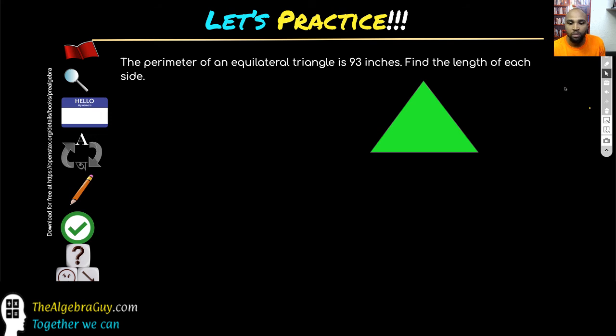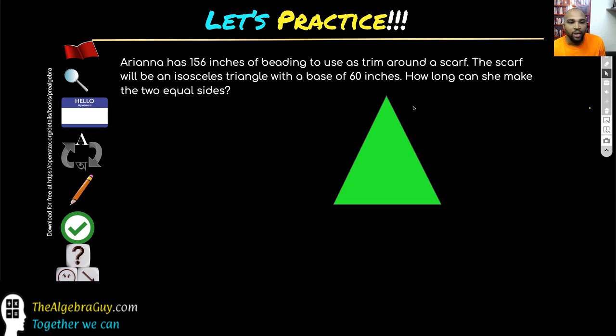Going to our next problem. Ariana has 156 inches of beading to use as a trim around the scarf. The scarf will be an isosceles triangle with a base of 60. How long can she make the two equal sides? So it's great to draw a picture. She needs 156 around the scarf, so she needs a perimeter of 156. If this is 60 and she needs 156, what can we do? We can do 156 minus 60, and that'll give us how much she has left.